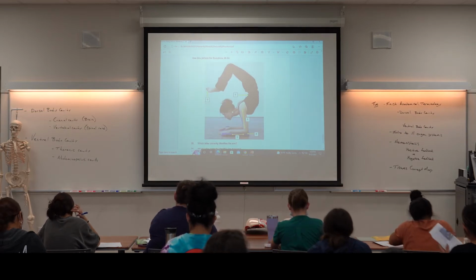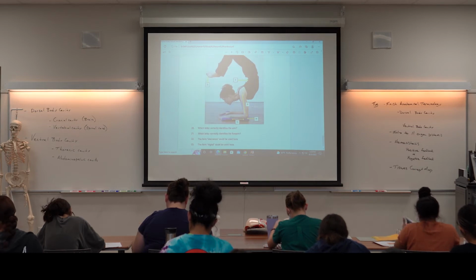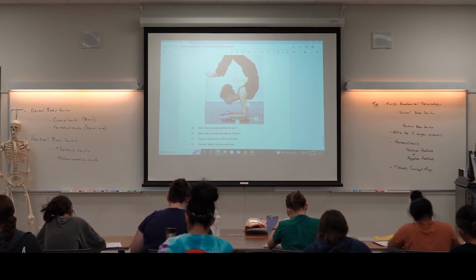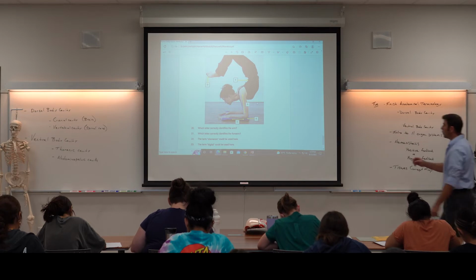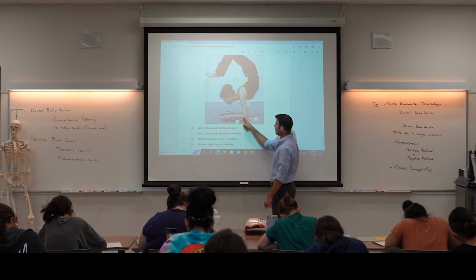And what else do we have? Hopefully we can see all of those questions. Which letter correctly identifies the arm? Well, remember the arm would be above the elbow, between the shoulder and the elbow. The forearm would be letter C.